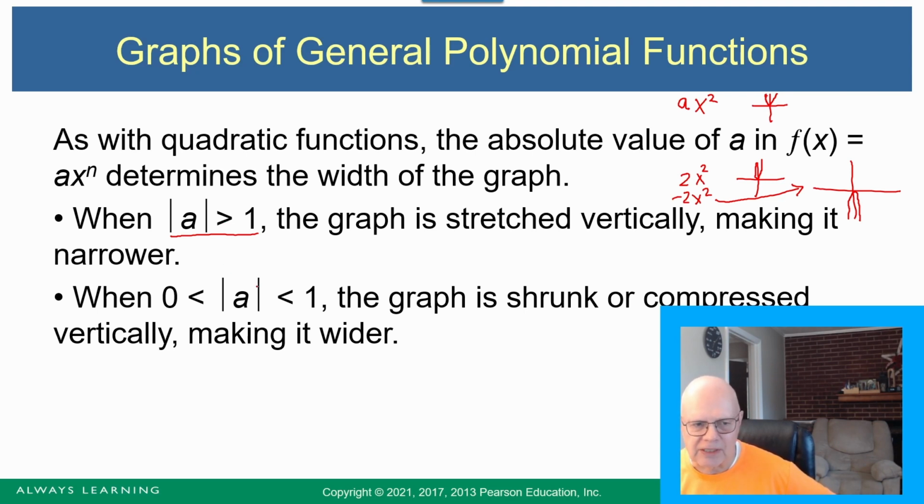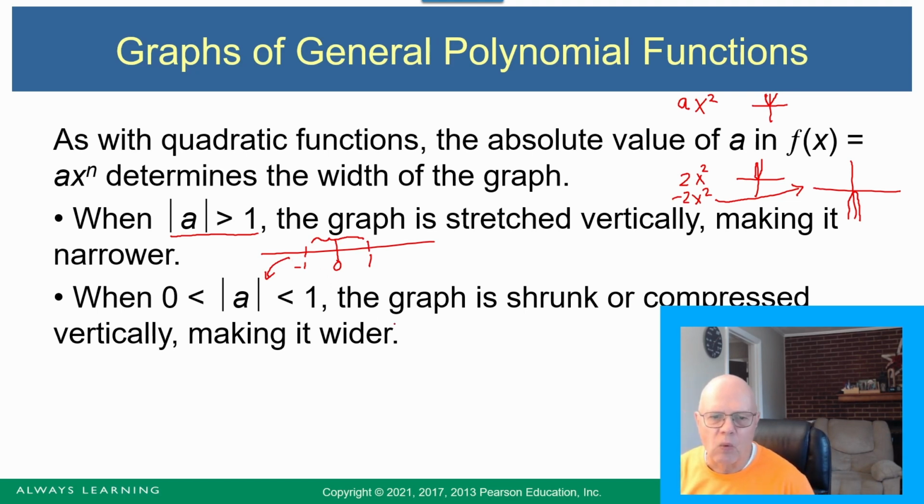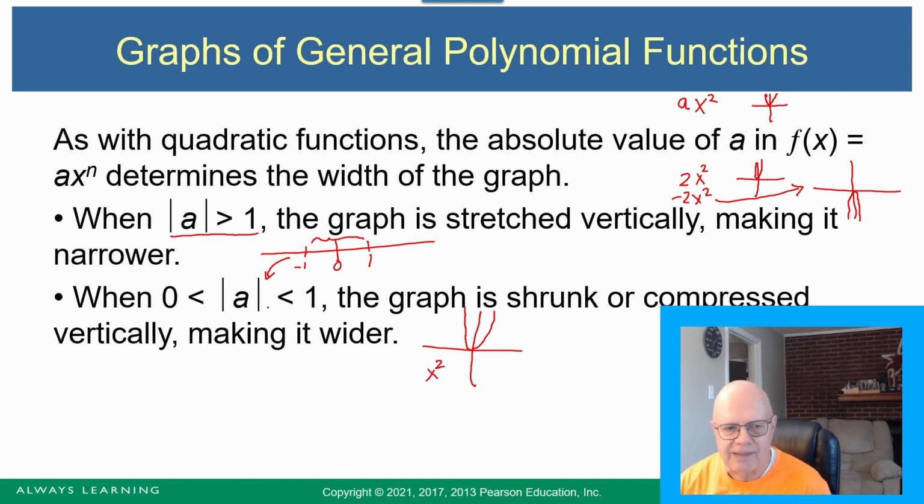Now what about the fractions? The ones on the number line, here's 0, there's negative 1, there's positive 1. Anything in here is what we're talking about by this one having its absolute value less than 1, greater than 0. What that does is, let's get the basic one back here again, a little bit better this time. So there's the basic one, x squared.